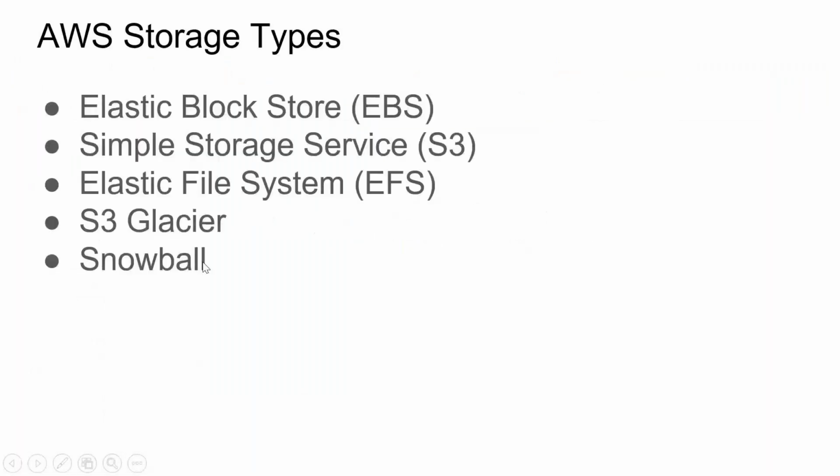So we have Elastic Block Store (EBS). This Elastic Block Store we already used. For example, when we created an EC2 instance, at that time a default volume is attached, right? So that is of type Elastic Block Store. Elastic Block Store is the same as our hard disk.